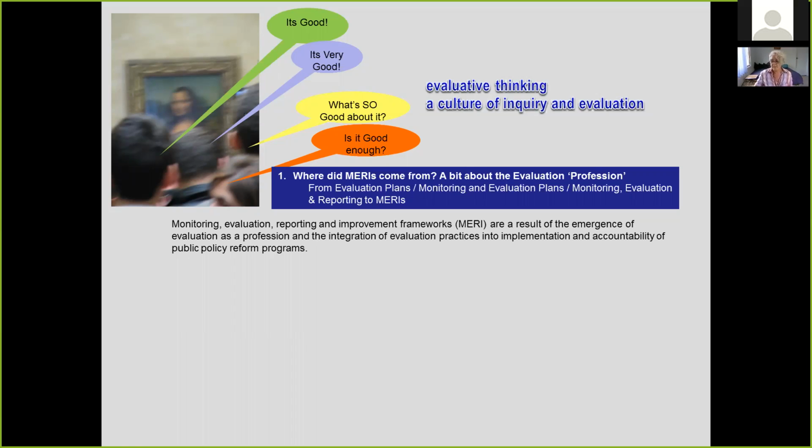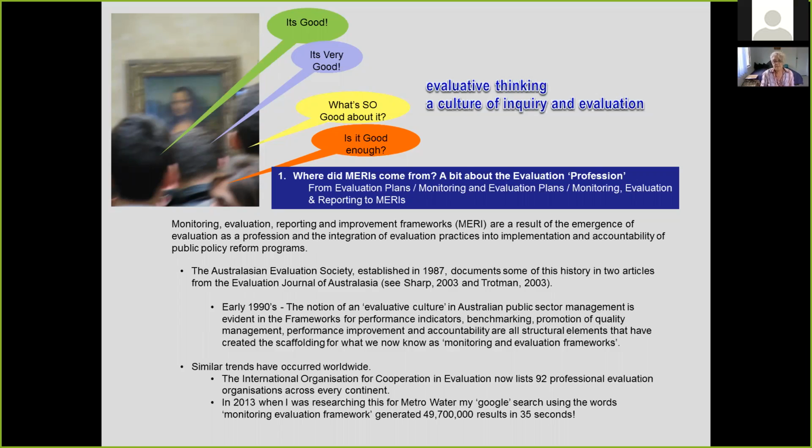people are doing. The Australasian Evaluation Society has been going since 1987. It's a highly regarded international society. I've been a member for over 15 years. And then the development of evaluation, this whole evaluative thinking and monitoring and evaluation plans, began in the 1990s in the Australian public sector, if you like. Similar trends have occurred worldwide.